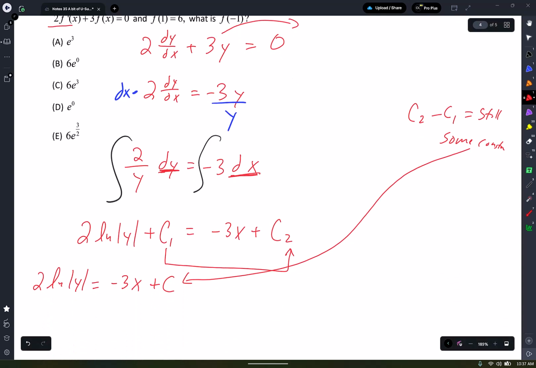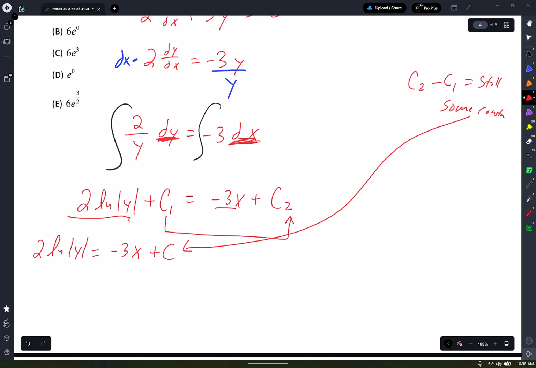Well, I did that because, see, when I have this differential here, the only way to get rid of that differential is to integrate. And when I integrated the left-hand side, I got 2 ln of y plus some constant. And on the right-hand side, I just got negative 3x plus some constant. And then how did the constants go away? I just added them, and I said, that is still some constant. Don't worry, I see you. Does that make sense, guys? Okay, so that's all I'm doing. From here on out, it's just going to be algebra.